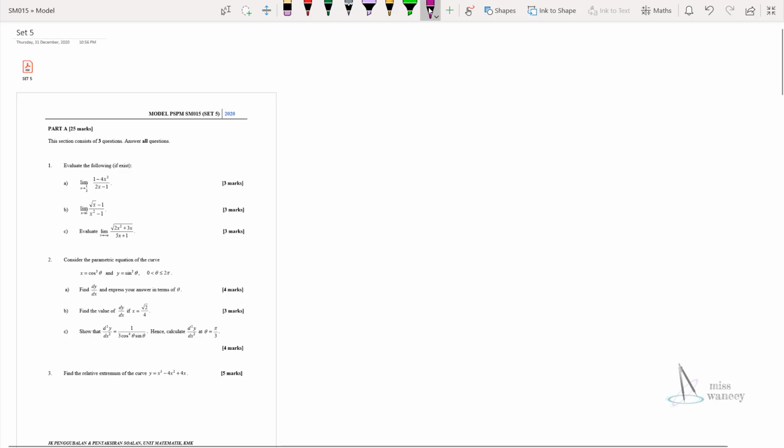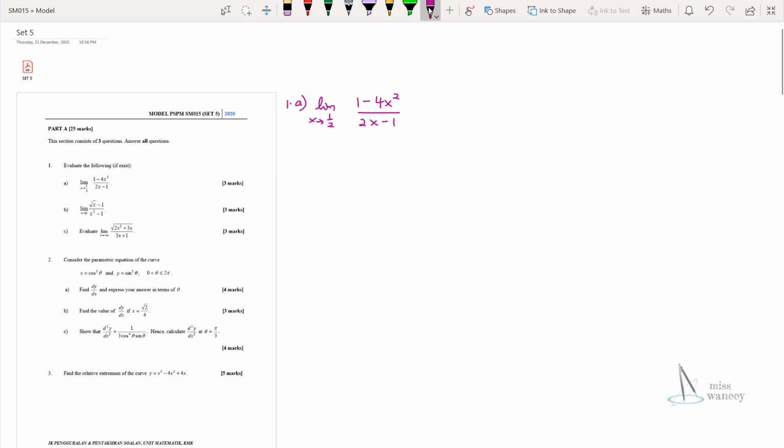Okay, so firstly, this is the fifth set. So let us answer part A, question number 1. So 1A. We have to find the limit as x approaching half of (1 minus 4x squared) over (2x minus 1).